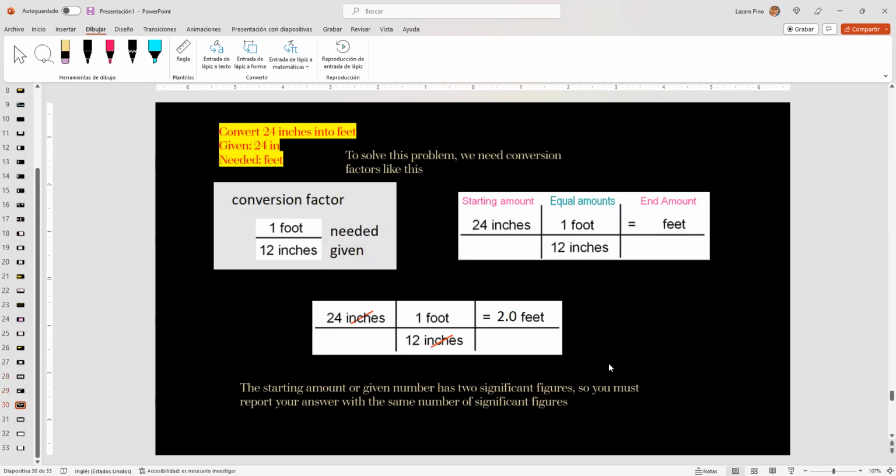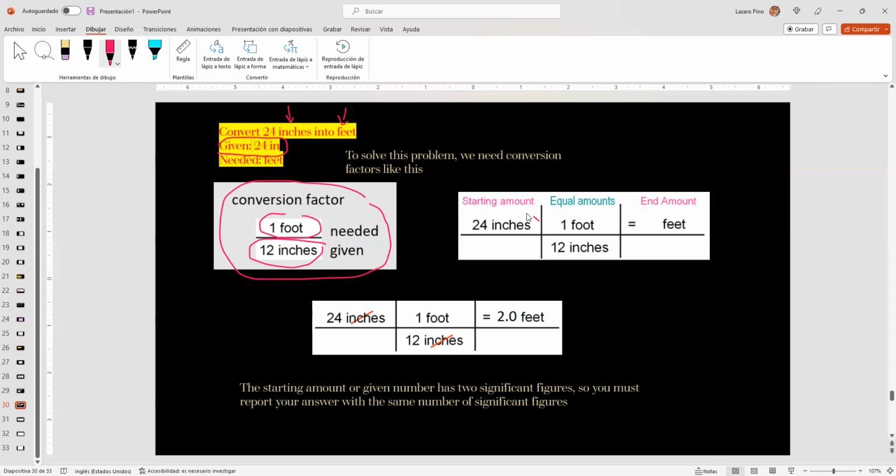How to do a conversion? In order to do a conversion, usually you use what we call conversion factors. In this case, you're asked to go from inches to feet. And you know that 1 foot is 12 inches. This is a conversion factor. What is given? The number given is 24 inches.